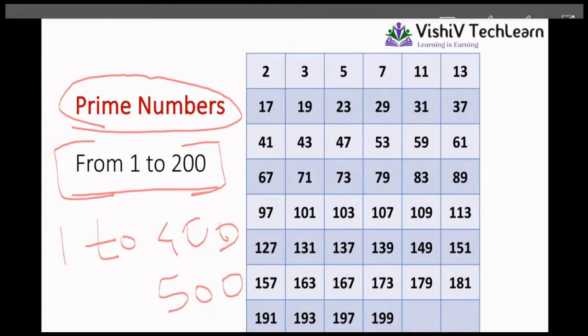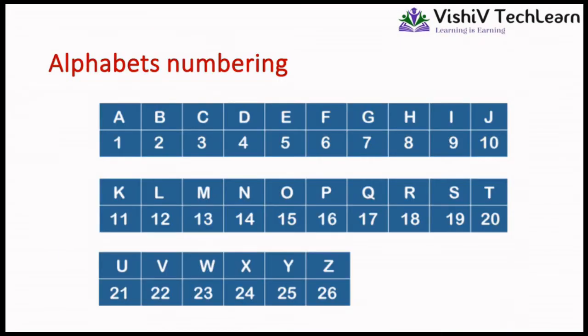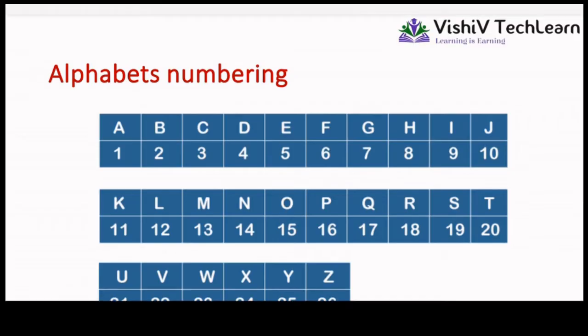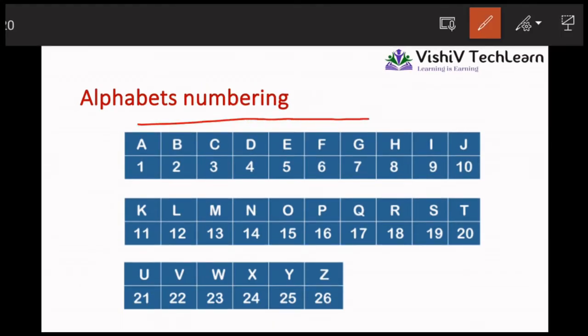Okay, let's go on to the next part. The next table is about alphabets. So in case of alphabets, here we have A, B, C, D and so on up to Z, right? And if we go on numbering, for A it is 1, for B it is 2, for C it is 3 and so on, then we get this table.